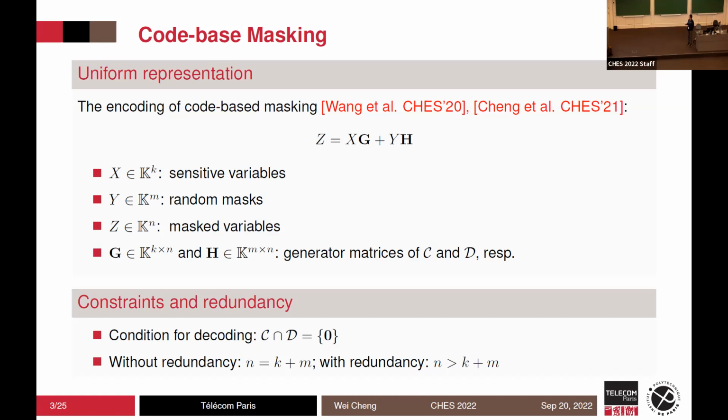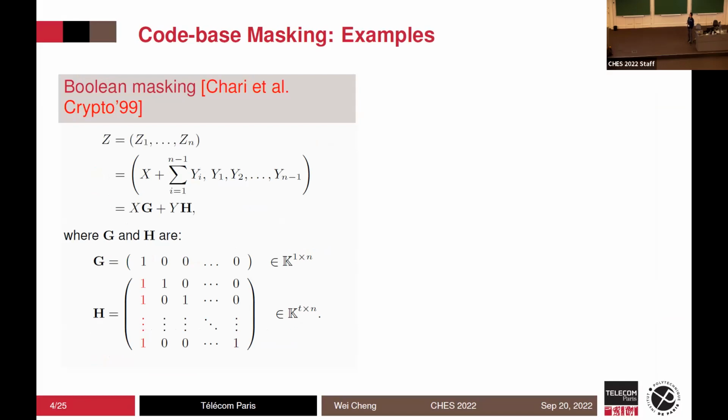Here the most important things are G and H. These are two matrices, the generator matrices of linear codes C and D. We only consider linear codes here. The condition for this construction is that the two linear codes C and D have only the zero codeword in the intersection. Otherwise, we cannot decode the secret. If n is equal to k plus m, then there is no redundancy, and if n is greater than k plus m, like in polynomial masking, there can be redundancy. So that's the basics.